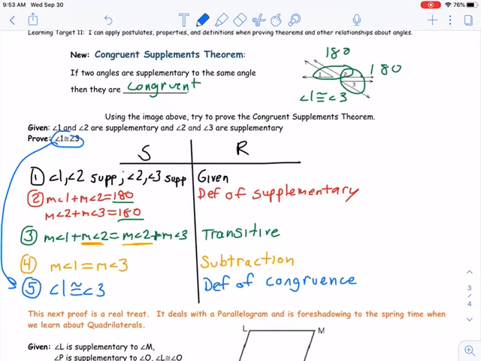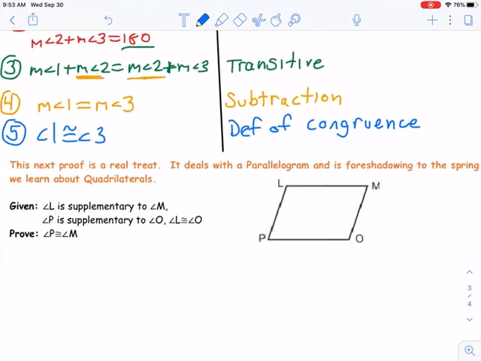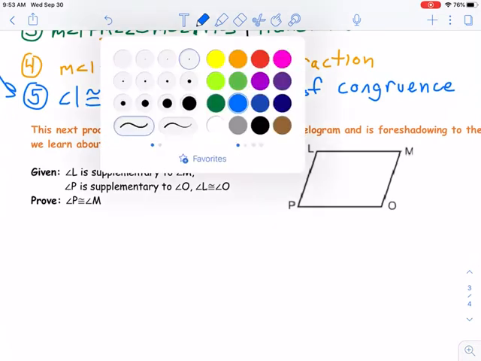And we actually got a proof, completely different concept. We're talking about parallelograms and opposite angles, but it's really going to be mostly similar to what we just did. Alright, so we're actually going to talk about parallelograms for like a whole week, but that's going to be in the springtime. So let's just dive in and start to prove this.